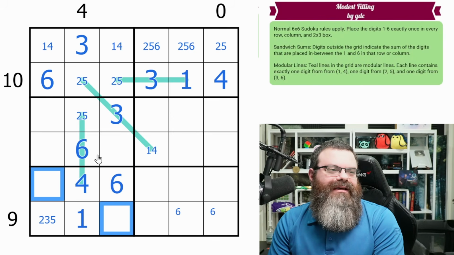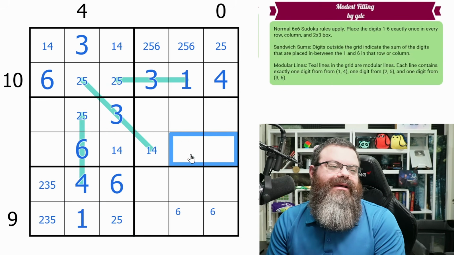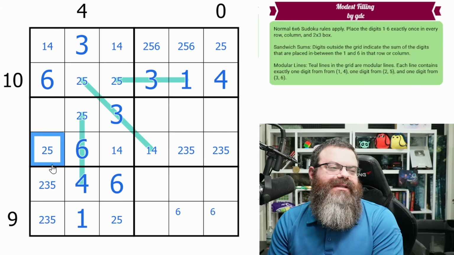This is 2, 3, 5. But this one's not 3. That makes a 2, 5 pair. This is 1, 4. That makes a 1, 4 pair. So these are from 2, 3, 5. That's not a 3. So this is a 2, 3, 5 triple. This is 1, 4. 2, 5 pair.